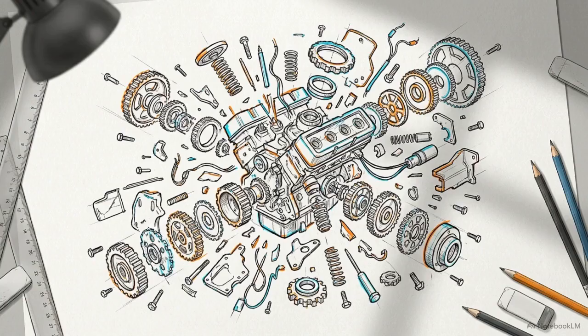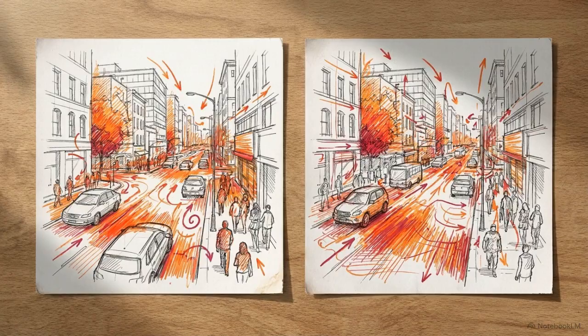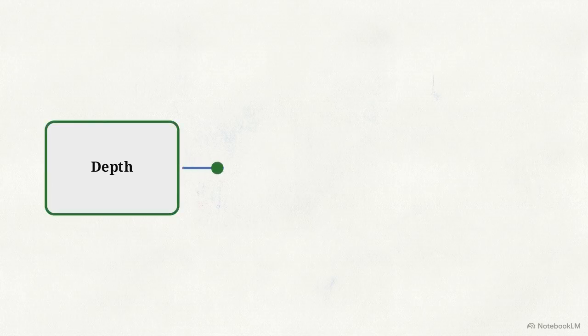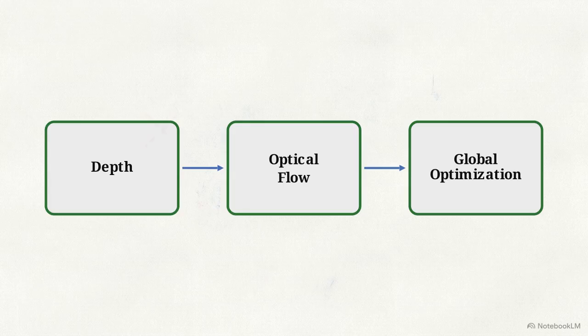Historically, systems have approached this by decomposing the moving scene into subtasks. First, they calculate scene depth. Then, they track optical flow. Finally, global optimizations stitch everything together. This multi-stage pipeline operates like a relay race, passing data sequentially from depth to optical flow to global optimization.